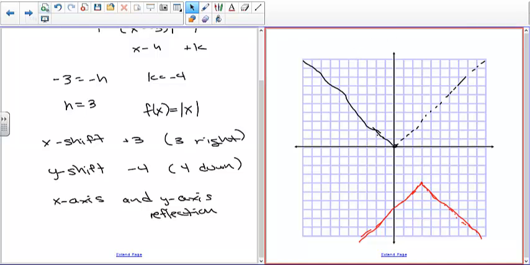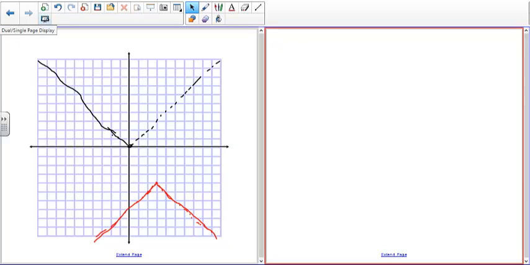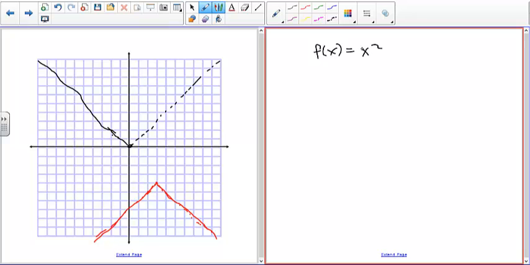Okay, the next problem is this composite function and the domain. So you're given f of x equals x squared, g of x equals the square root of x plus 2. So let's do f of g of x and g of f of x. So I don't know if I said that right. F of g of x.